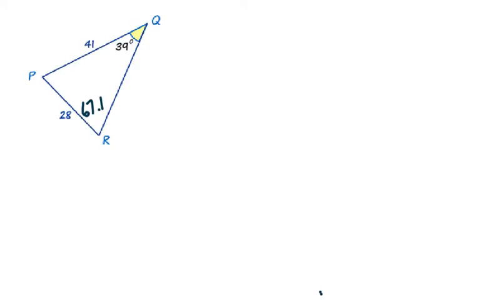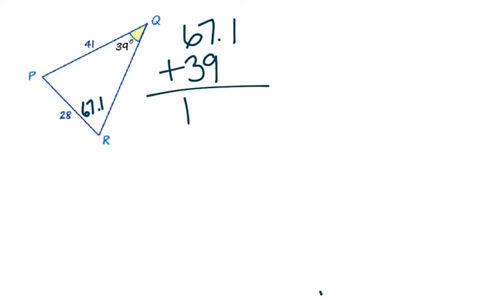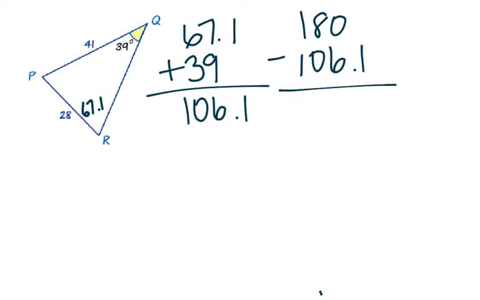Now that I have two angles of the triangle, I can quickly find the third by adding them together and then subtracting the sum from 180. So this gives me 106.1. And that means that my third angle is 73.9 degrees. So now I have all my angles, I have two sides. Now that I have all my angles and two sides, I need to just find my third side.